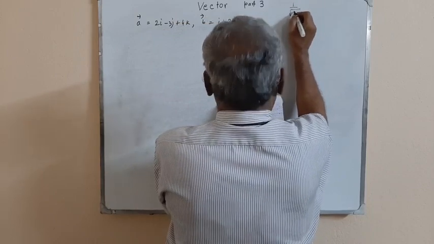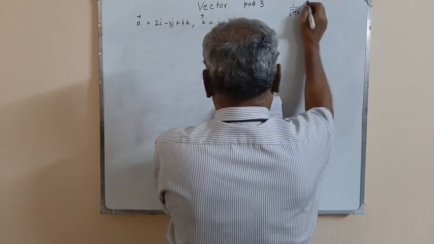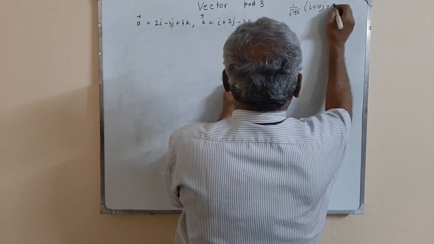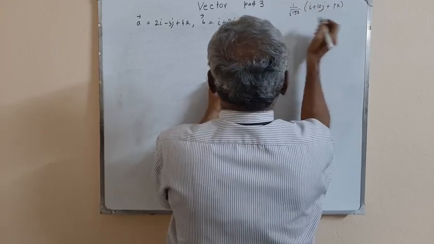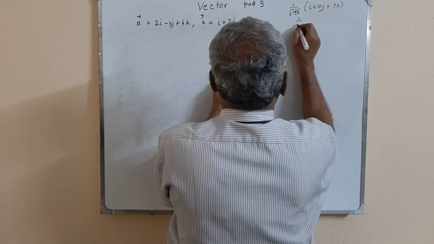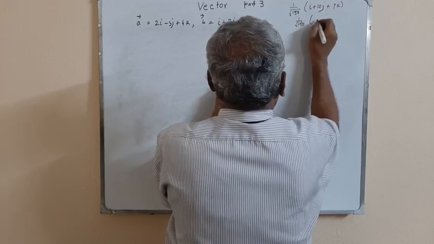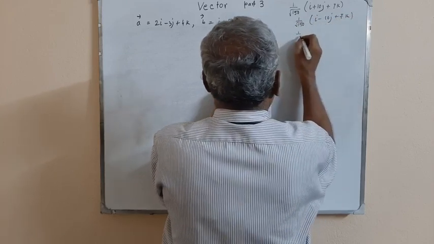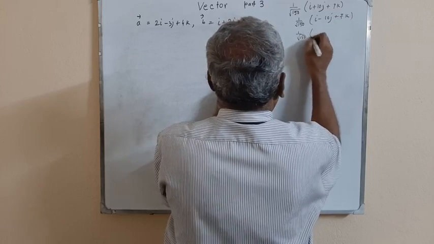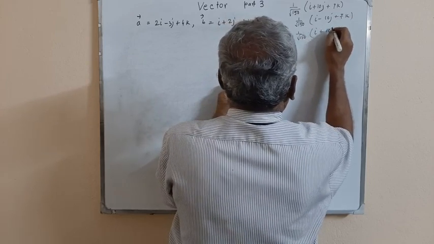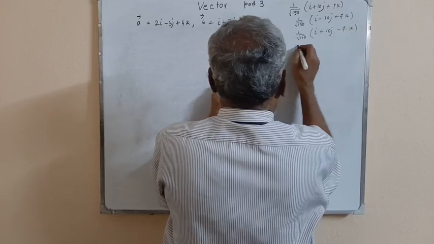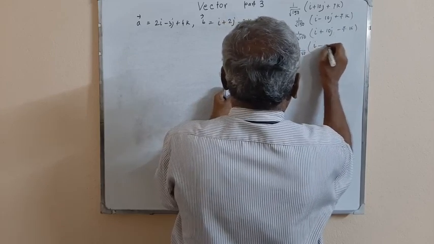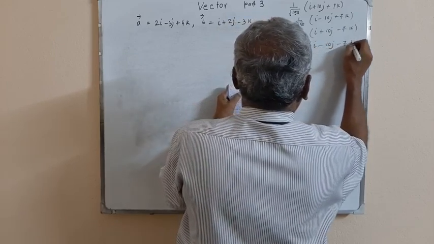1 by root 150 into (i plus 10j plus 7k). Then the next one is 1 by root 150 (i minus 10j plus 7k). Then 1 by root 150 (i plus 10j minus 7k). And 1 by root 150 (i minus 10j minus 7k).